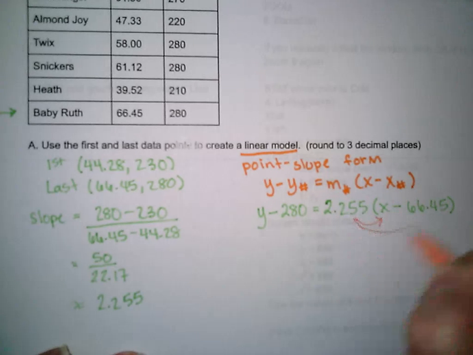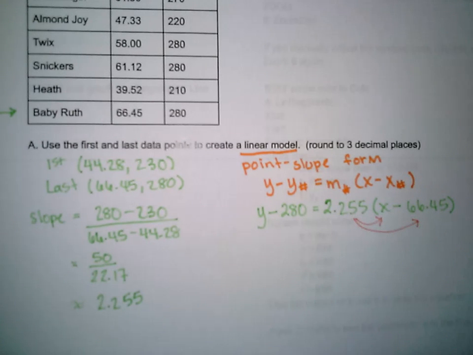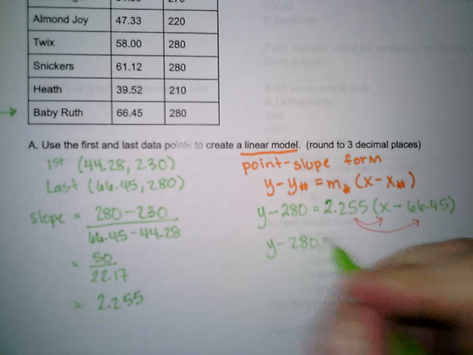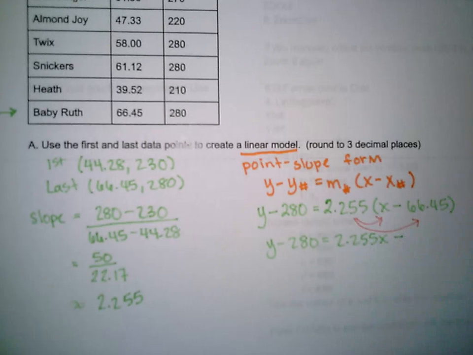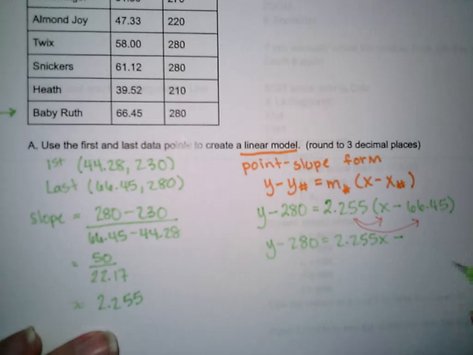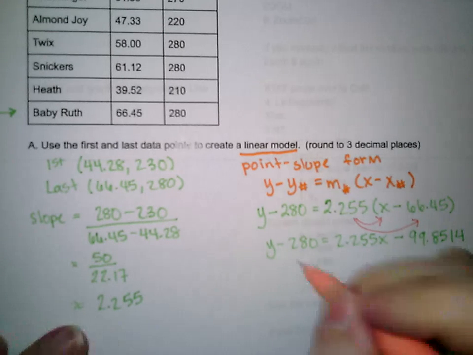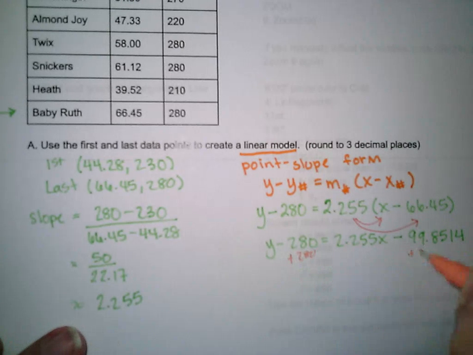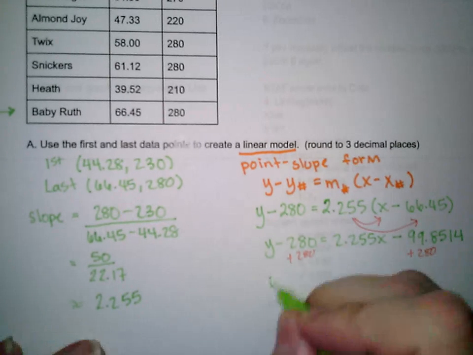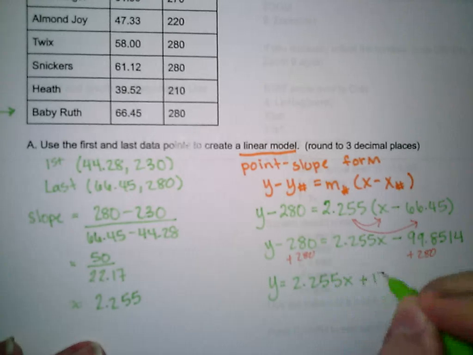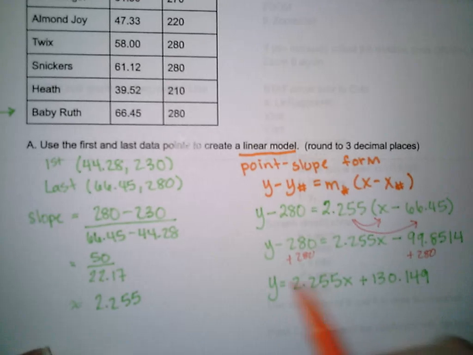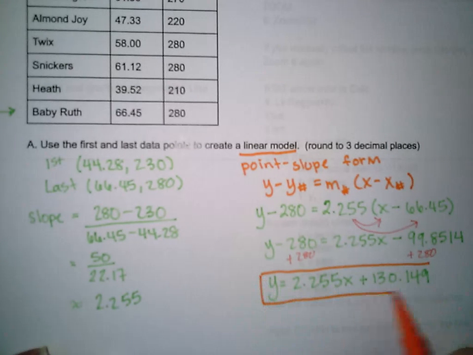Then I'll go ahead and distribute here. So I've got y minus 280 equals 2.255x minus 2.255 times 44.28, which would be 99.8514. Add your 280. So we get y equals 2.255x plus 130.149. So that is our linear model using the first and last data values.